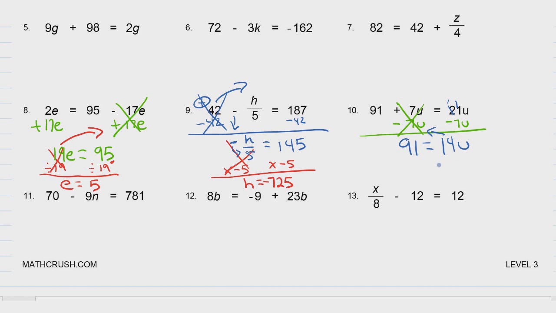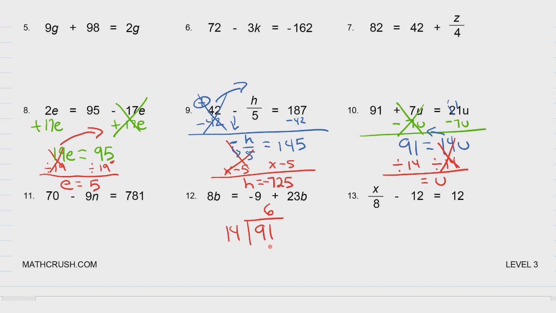And since this is multiplication, the opposite operation is division. You're going to divide both sides by 14. The 14's are gone. You end up with u on this side. So we end up with 91 divided by 14. Well, 5 times 14 is 70. 6, 7. My guess would be 7. No, 7 would be too high, so my guess would be 6.